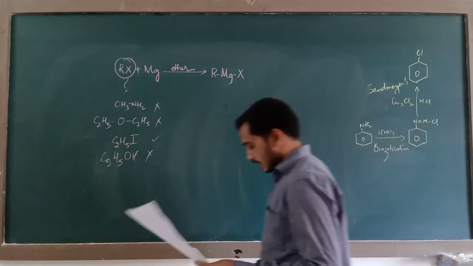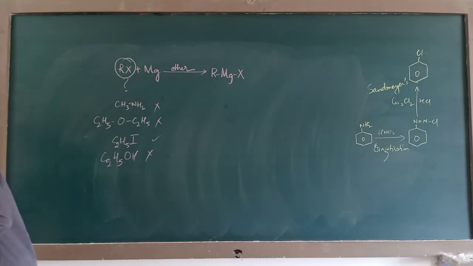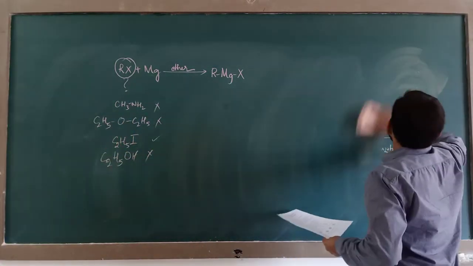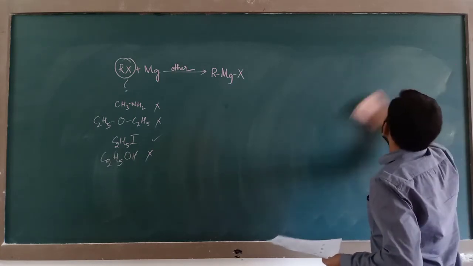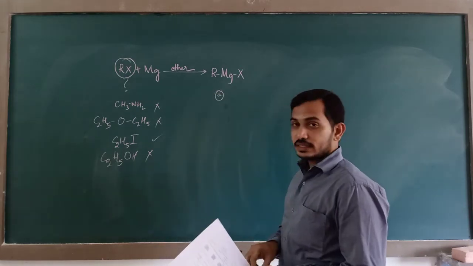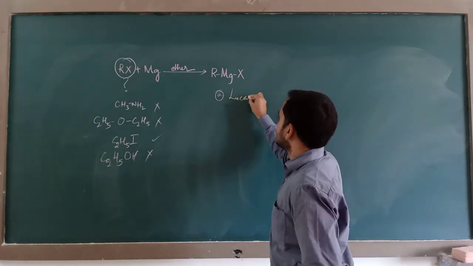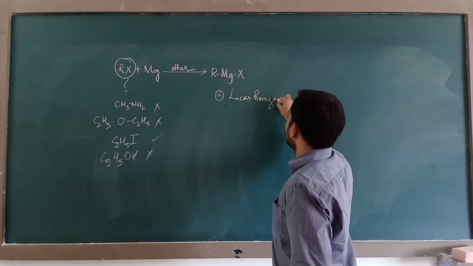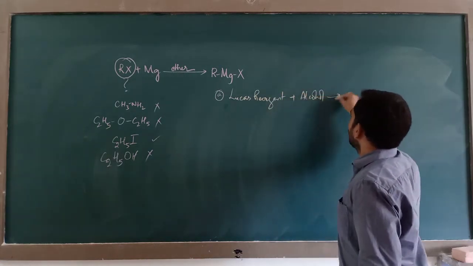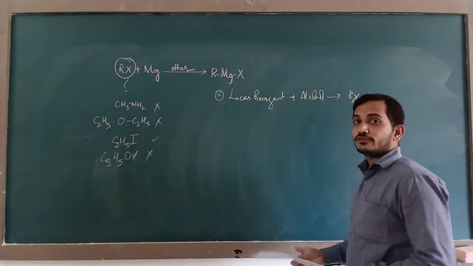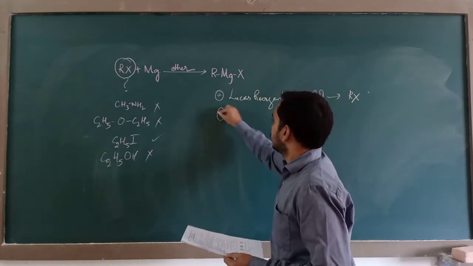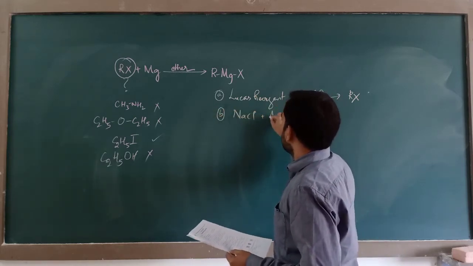Can you prepare an alkyl halide using HCl plus ZnCl2? Yes, you can prepare because it is Lucas reagent. Whenever option A is Lucas reagent, so if Lucas reagent reacts with alcohol, you will get alkyl halide for sure. Then second option is NaCl. NaCl plus alcohol.